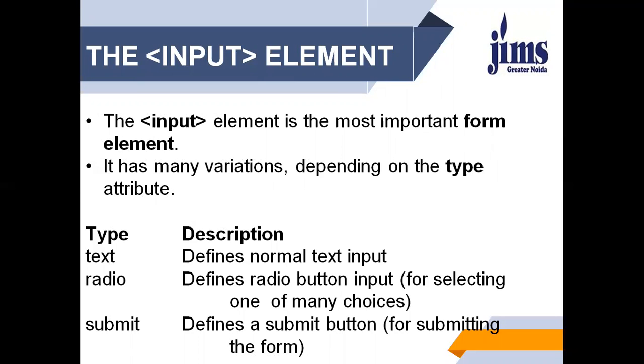Likewise, if we mention input type is equal to radio, it will define the radio button input. The radio button is used for selecting any one choice out of many choices. Like if we have to select gender, you can select either male or female. So you will give two choices and the user has to select any one. Likewise, we can have a submit button also. We have to mention input type is equal to submit. This button will be used for submitting the form data.